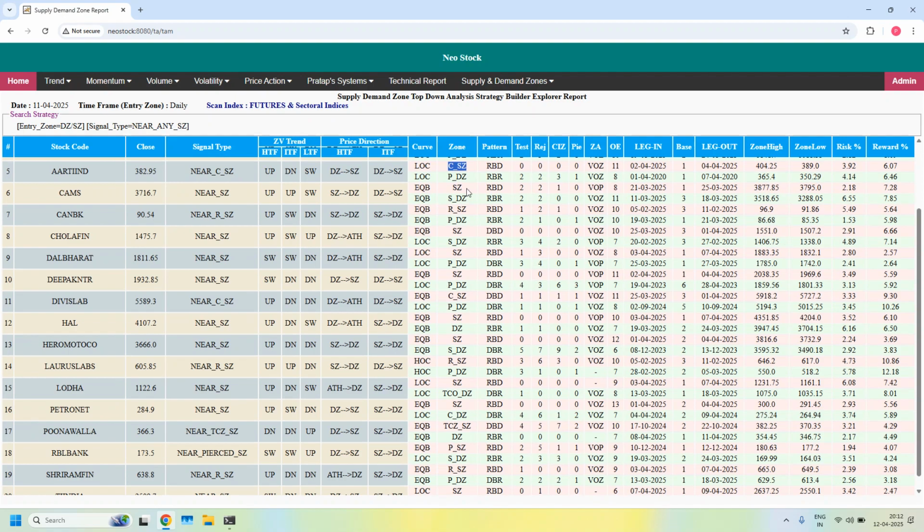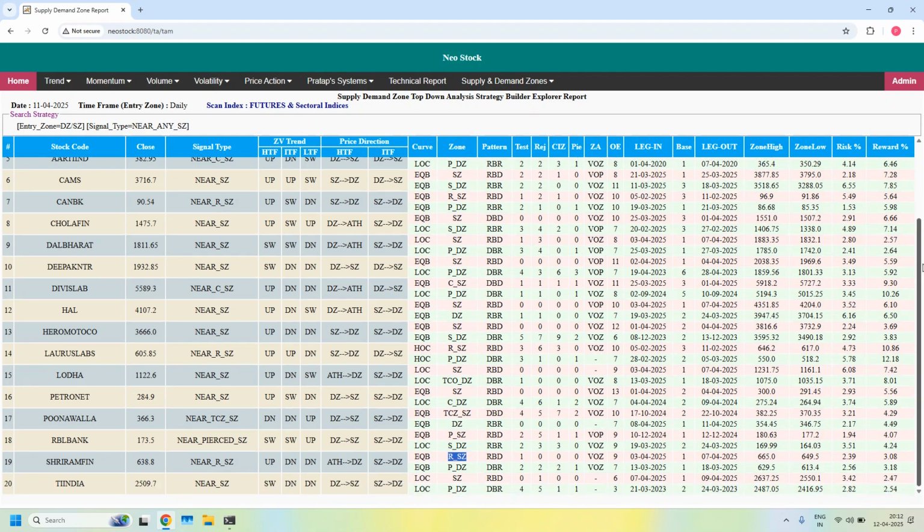Aarti Industries is the first valid daily high liquidity supply zone. Next one is Canara Bank. Divi's Labs is not valid because it is a pierced zone. And the next valid is Laurus Labs. And the next valid is Sriram Finance. That's it.